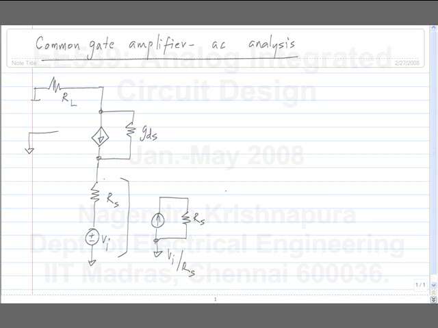Okay. And the output is taken here. What is V0 by Vi? What is the expression we obtained for V0 by Vi? That's approximate. Let's get a more exact version. So the full expression was something like this.